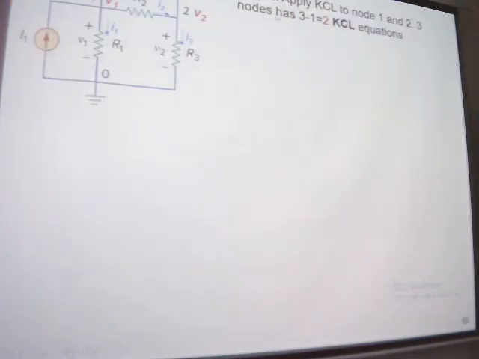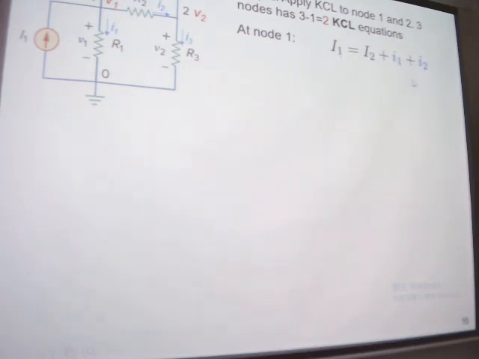Okay, now we are going to follow the steps. Apply KCL to node 1 and 2. Here we have 3 nodes. We should have 3 minus 1 equal to 2 KCL equations. At node 1, you can see big I equals big I2 plus I1 plus I2.